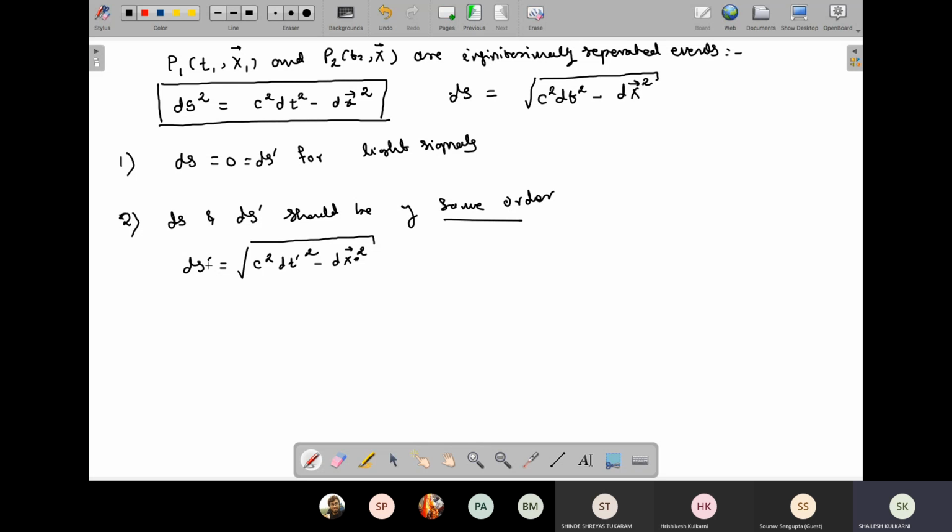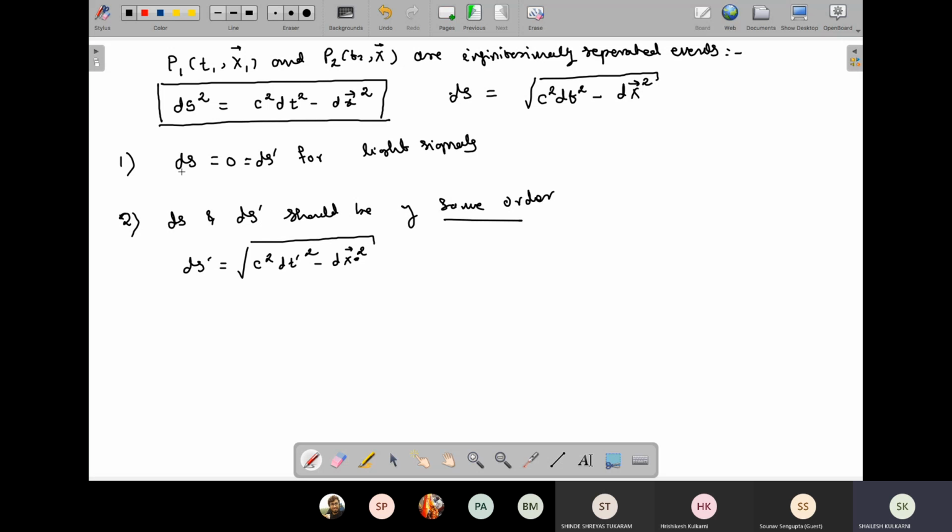I have said nothing about how ds and ds prime are related. This is ds, written in the K coordinate system. This is the interval written in the K prime coordinate system. The order of the differential is the same. That means it is first order in dt prime and dx prime, and this is first order in dt and dx. That's it.